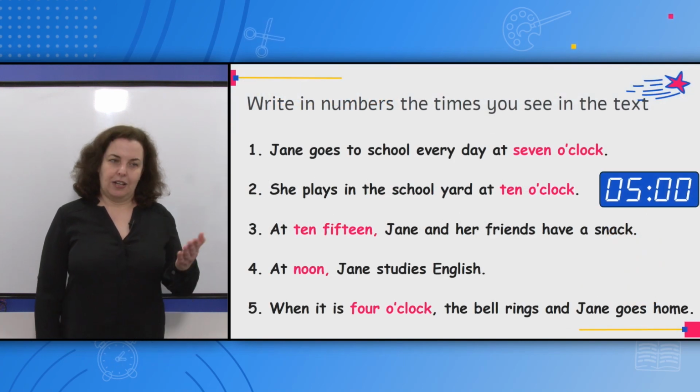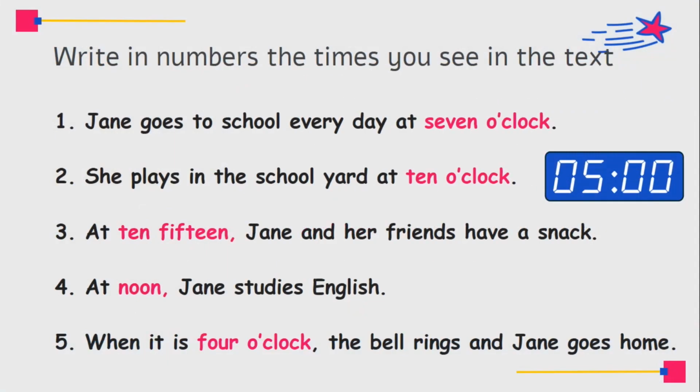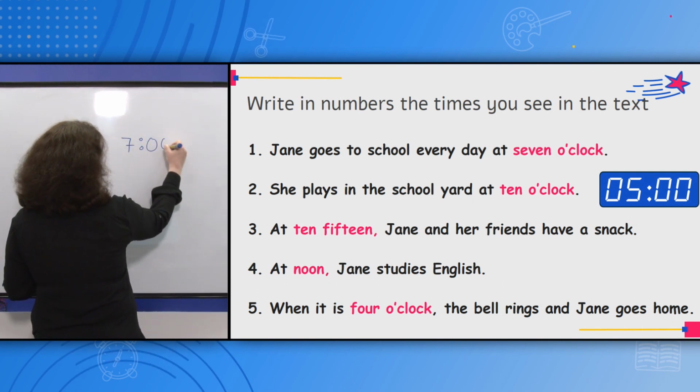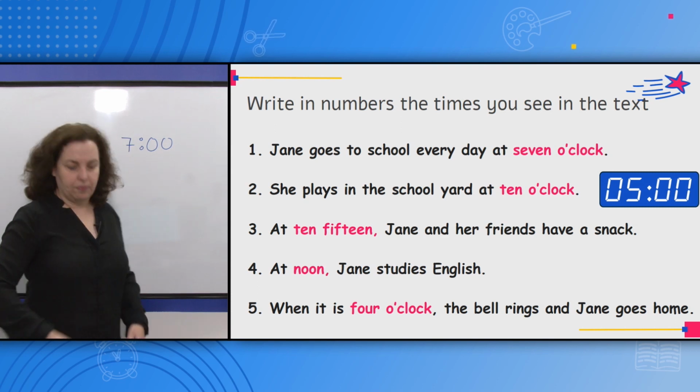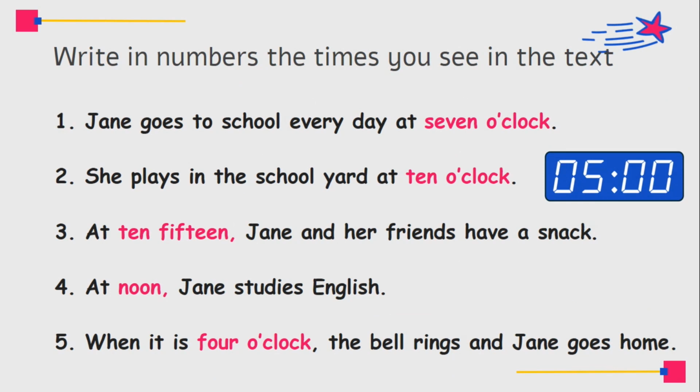Now, in front of you, you have an exercise. I would like you to try either in your notebook or you can take a picture of my slide here. Please write in numbers the times you see in the text. So for example, for number 1, I'll help you do one example. Jane goes to school every day at 7 o'clock. So in numbers, you can write 7. Okay? Take a few minutes, but don't forget to come back.